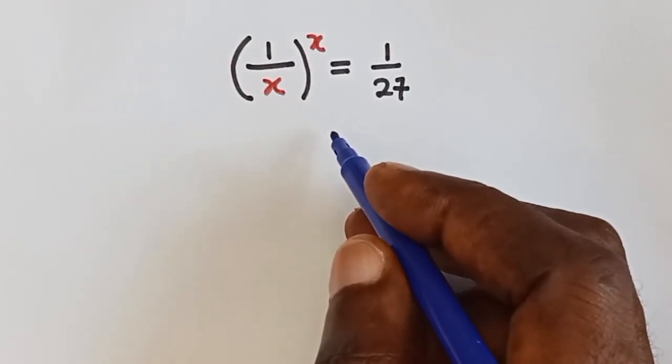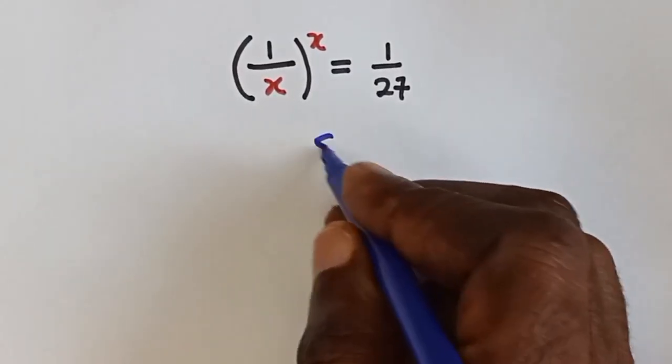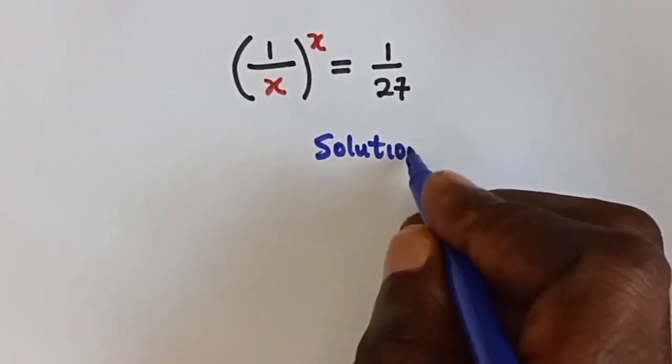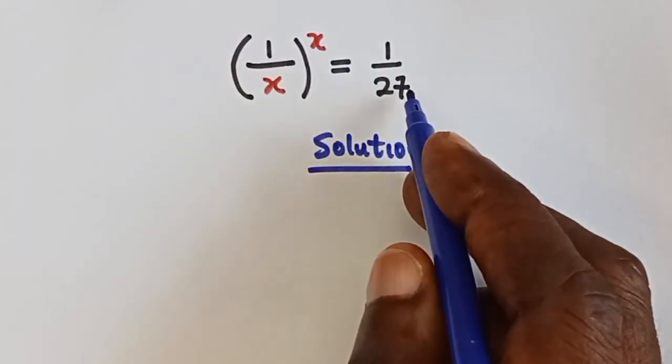In this video, I want to show us how we can solve this tricky exponential equation. Solution. So we have (1/x)^x = 1/27.